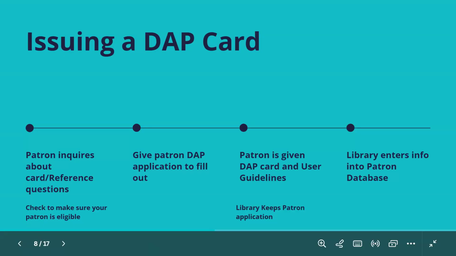Much like ILL has the borrowing side and the lending side, with DAP we have the issuing side, the library that issues a DAP card for their patrons. And then the lending side is the library that will lend the items to the DAP patron.